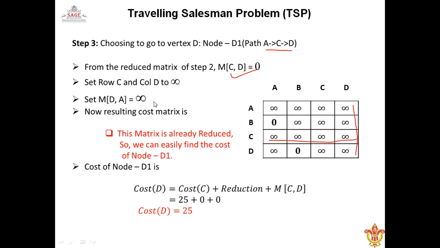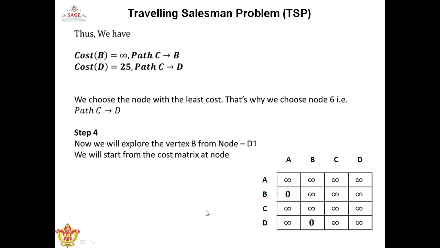Good. And D to A is infinity, so we'll have to make this infinity also. This is infinity. Good. Now for row reduction, it is not required, because 0 is there. So the cost of C reduction is 0. M of CD is given here as 0. So we have 25 plus 0 plus 0, that is 25. So we'll take the least cost from B and D, and that is 25.